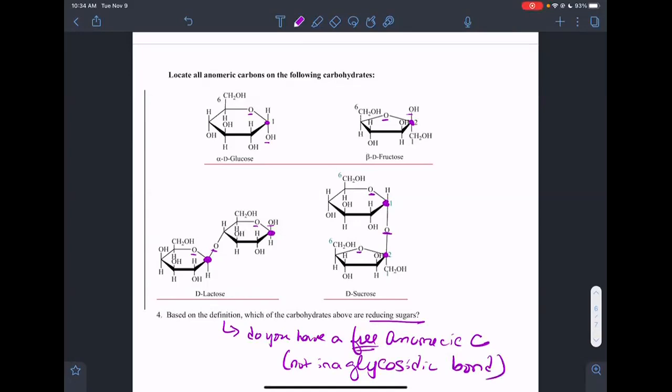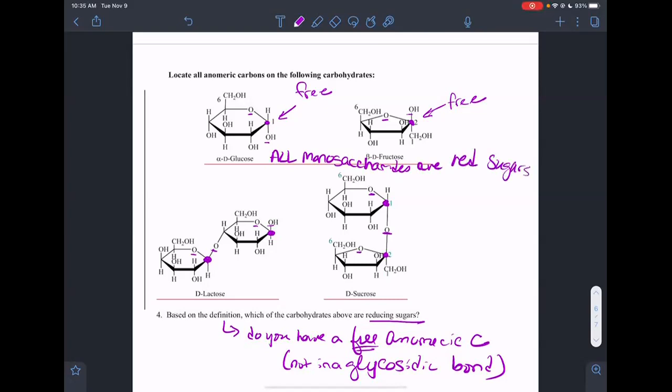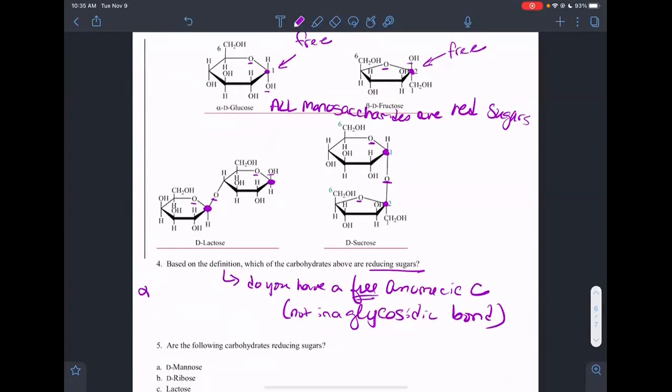Okay, so we look at the first one. Right there, that carbon is not participating in a glycosidic bond, so it is free. This one is free. Look at D-fructose. Again, it's a free anomeric carbon. So all monosaccharides are reducing sugars. So we would come down here and we would say, okay, well, alpha D glucose is a reducing sugar, beta D fructose, I'm just writing these names here and here, is a reducing sugar.